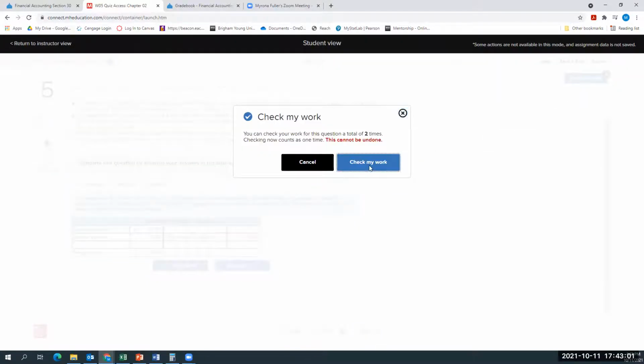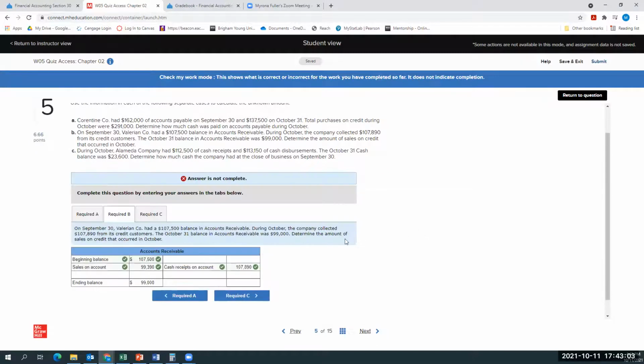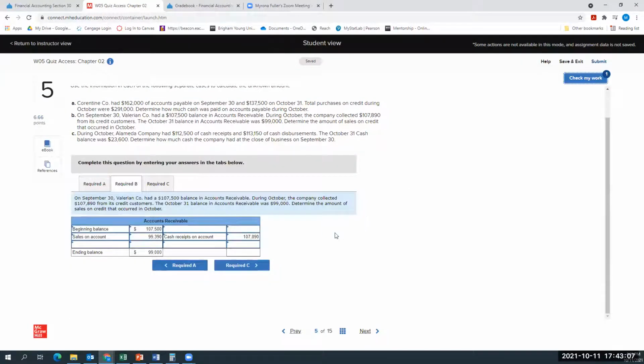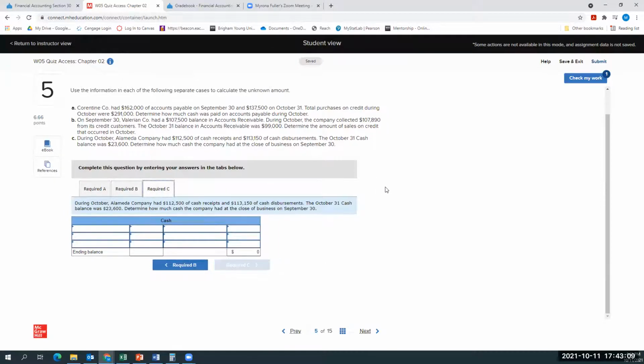So again, I'll check my work. I got it right. I'll return to my question. I don't want to forget that. And then I'll go to requirement C. Requirement C tells me that during October, Alameda Company had 112,500 of cash receipts and 113,150 of cash disbursements. The October 31st cash balance was 23,600. Determine how much cash the company had at the close of business.